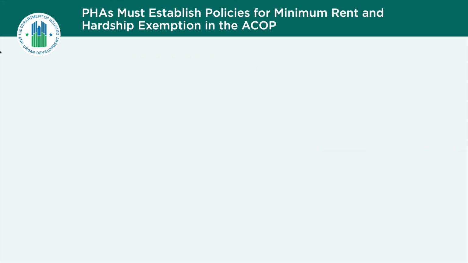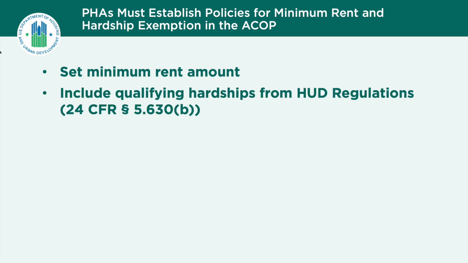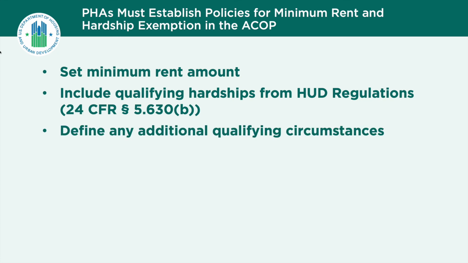To ensure correct implementation, PHAs must establish several guidelines related to its minimum rent and hardship exemption policies that must be included in its ACOP. First, the PHA must have a policy that sets the minimum rent. Next, the PHA must have a policy that includes the qualifying hardships provided in the HUD regulations and defines any additional circumstances that would qualify as a financial hardship.